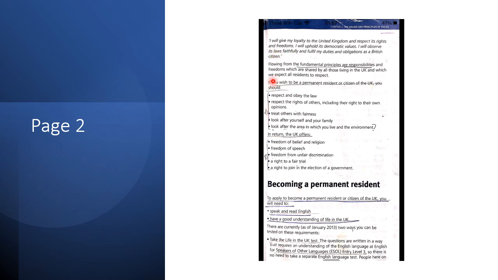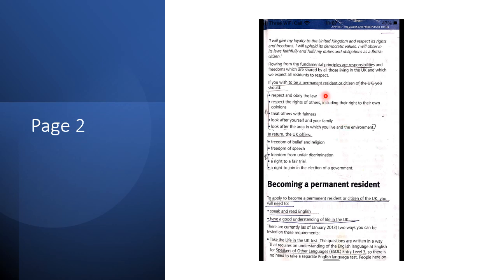The next thing is, following the fundamental principles and responsibilities and freedoms which are shared by all those living in the UK and which we expect all residents to respect. If you wish to be a permanent resident or citizen of the UK, you should. Now these are 5 responsibilities. On the previous page you read 5 basic, fundamental principles of UK life. Now here, when you become resident here, these are your 5 basic fundamental responsibilities. There are many responsibilities, but these are the key ones.